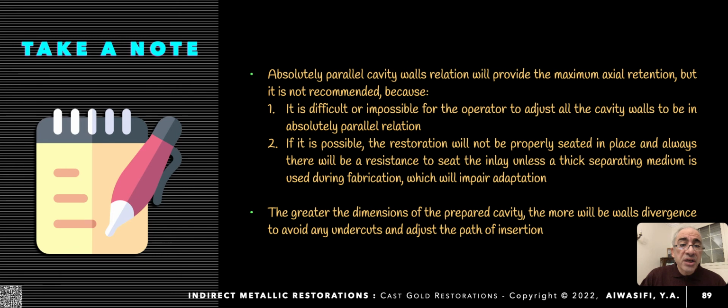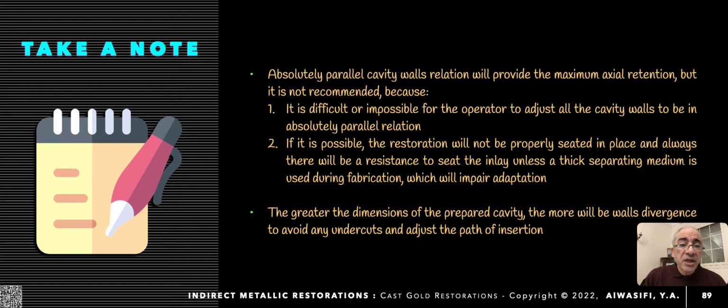But clinically, an absolutely parallel cavity wall relation, yes, will provide maximum axial retention, but it is not recommended because, number 1, it is impossible for the hand of the operator to create all the walls absolutely parallel to each other. Surely there will be micro undercuts. That's why it is absolutely difficult. It is better to be slightly diverged to ensure that you have no undercut.